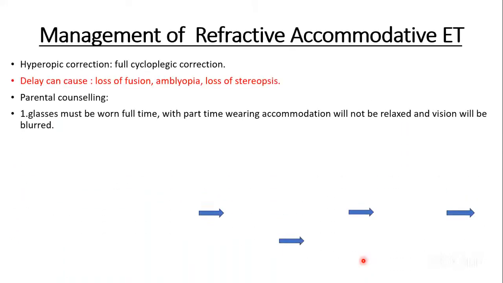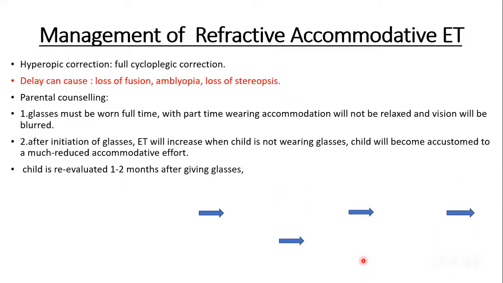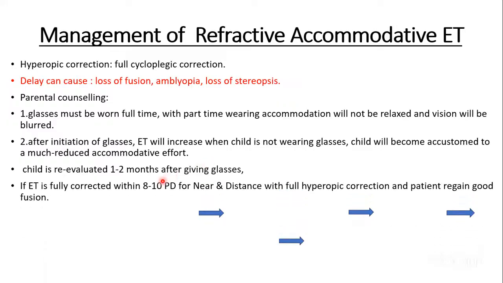Management of refractive accommodative esotropia, as we mentioned, is full cycloplegic refraction. Glasses must be worn full time. With part time wearing, accommodation will not be relaxed and vision will be blurred. So the patient should wear the glasses full time. Okay. And re-evaluation after 1 to 2 months.